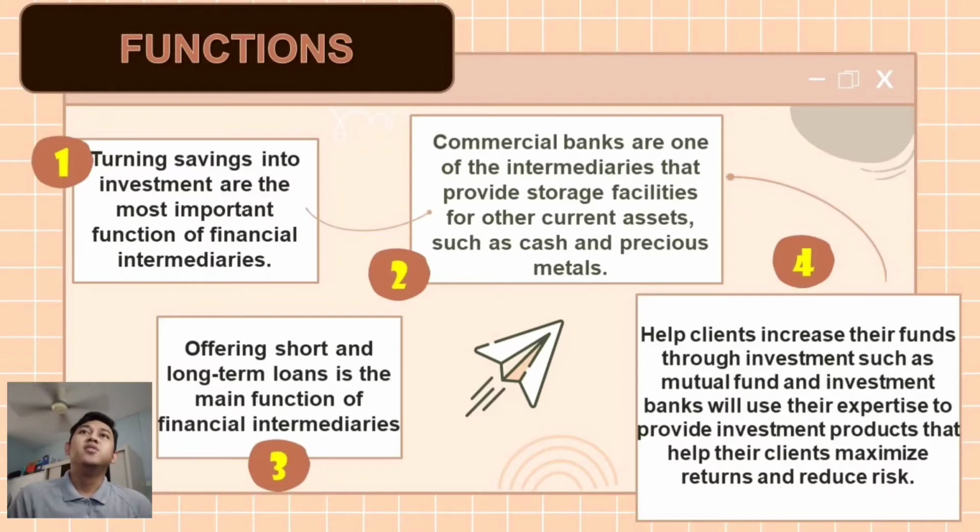The second point is commercial banks. Intermediaries such as commercial banks provide storage facilities for other current assets such as cash and precious metal. The third point is offering short and long term loans, which is one of the main functions of the financial intermediaries. These intermediaries receive deposits from entities that have excess cash and then lend them to entities that need funds. They also make loans at interest, part of which is granted to depositors and the balance is retained as profit.